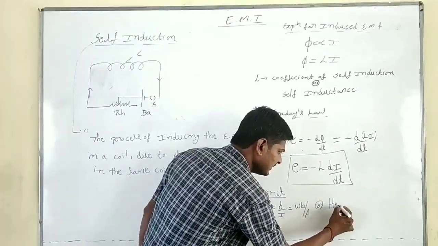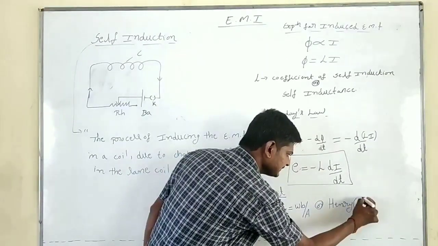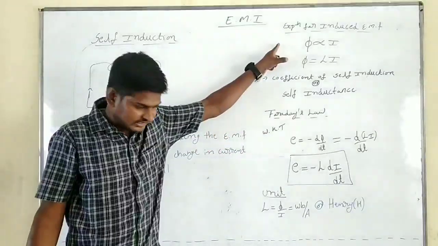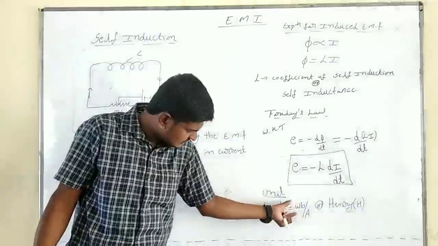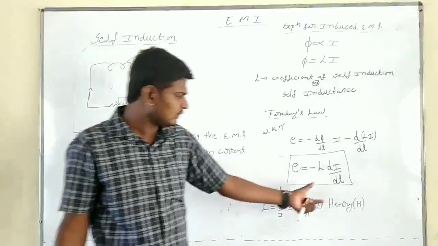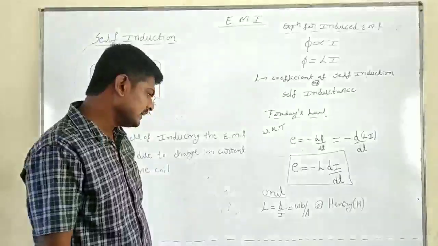The unit for self-inductance is Henry. The symbol will be H. The unit for self-inductance L, where L is equal to φ by I, φ means magnetic flux in Weber, I means current. It will be Weber per ampere, or simply Henry. The symbol will be H.